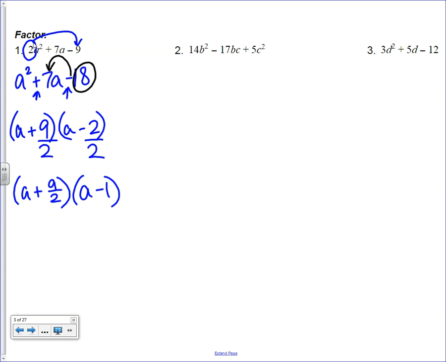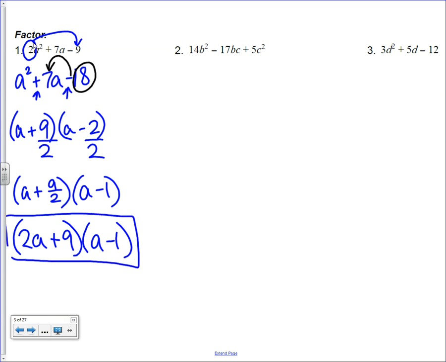Now, this first parentheses does not look the way I want it to look. Do you see this denominator? What am I going to do with it? Slide it to the front. And now, this looks like the type of problem that we would usually see. Doing all right? Yeah? Okay, I'm skipping number 2 and going to number 3.